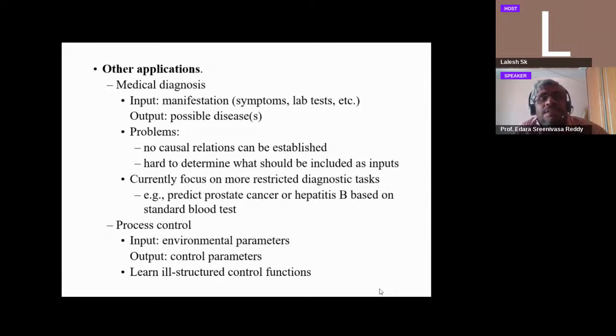Problem: no causal relations can be established. It is hard to determine what should be included as inputs. So currently, focus on more restricted diagnostics. Predict post-stage cancer or hepatitis B based on standard blood tests. So input environment parameters, output control parameters.